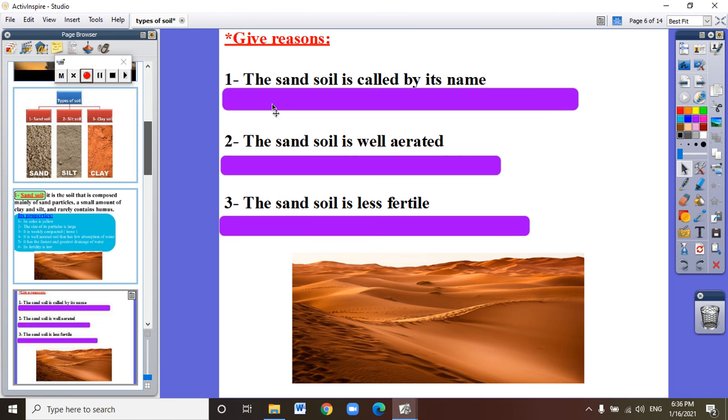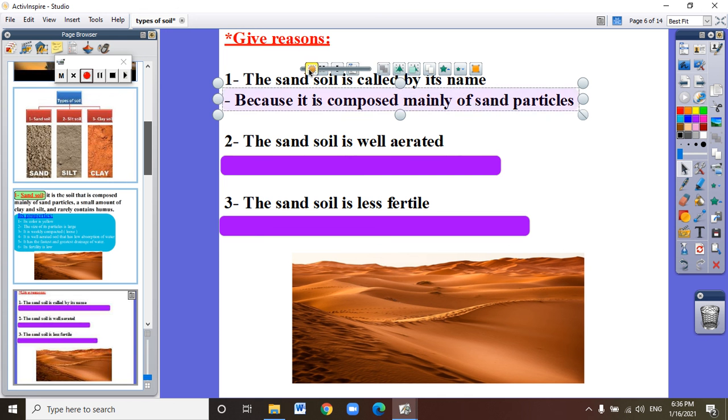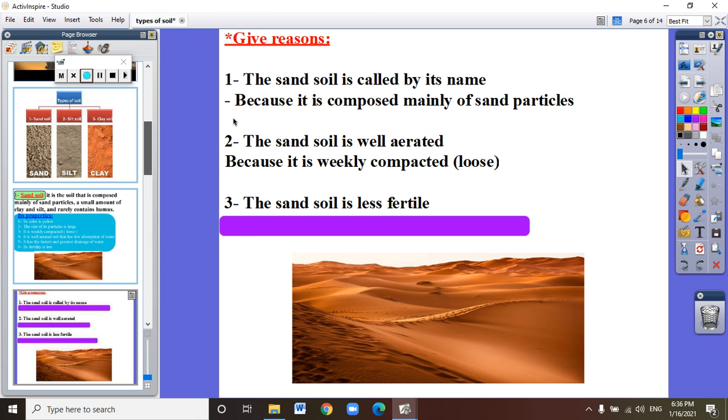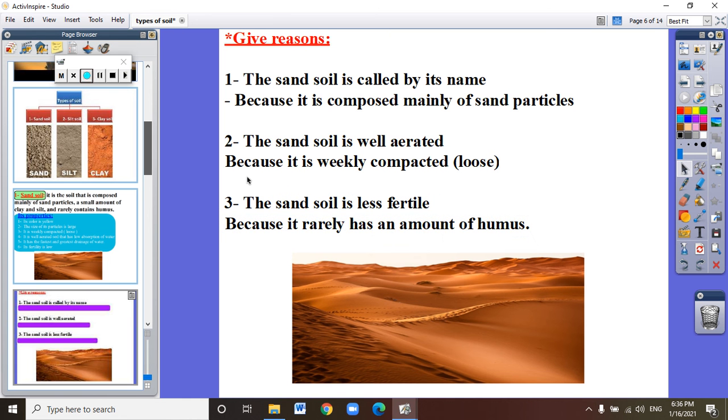The reason the sand soil is called by this name is that it is composed mainly of sand particles. Number 2, the sand soil is well aerated because it's weakly compacted or loose. Number 3, sand soil is less in fertility. Why? Because it rarely contains humus.